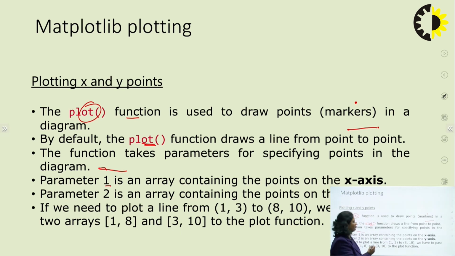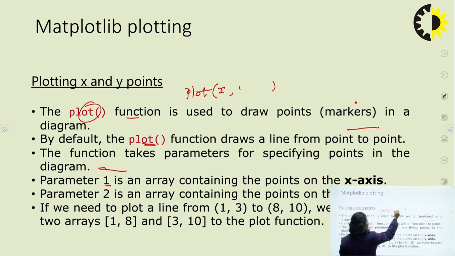The plot function consists of two parameters, x and y. X is the array containing the points on the x-axis. And the other parameter, y, is an array containing the points on the y-axis.